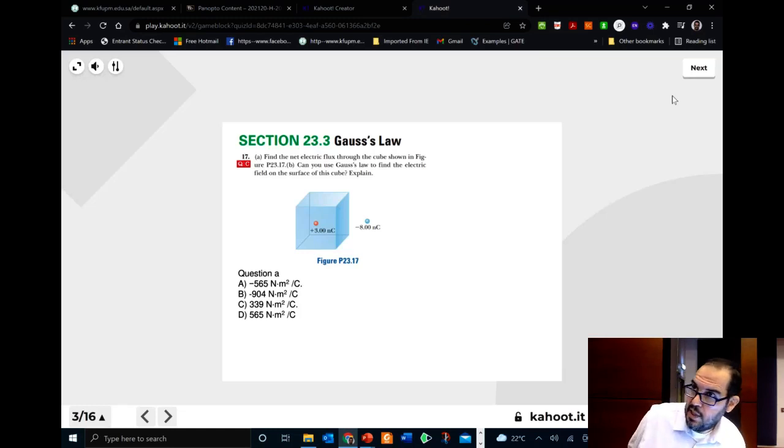If you cannot read it, let me read it for you. Find the net electric flux through the cube shown in the figure. You're going to answer question A. And for question B, I want you to think about it because I'm going to ask you, can you use Gauss's law to find the electric field on the surface of this cube? We'll do the Kahoot for A, and then we will try to answer the second question.